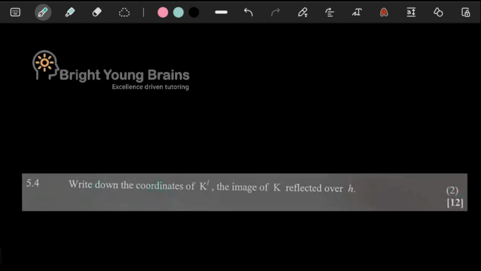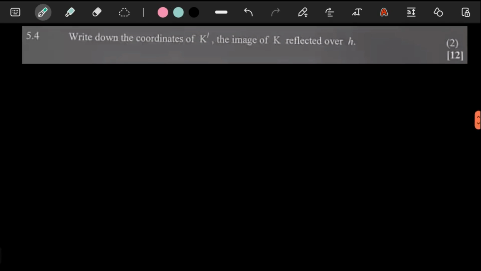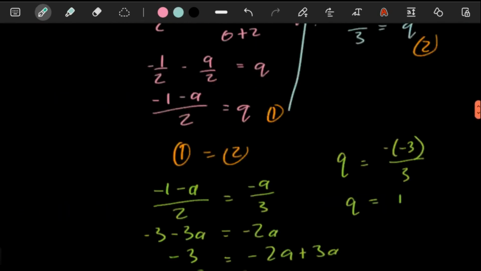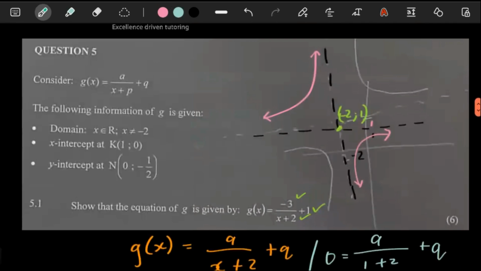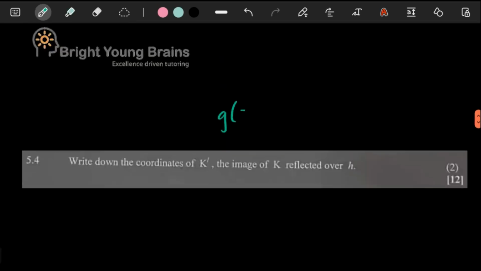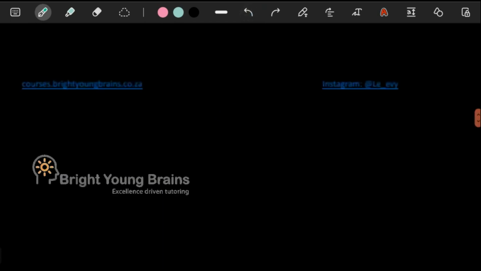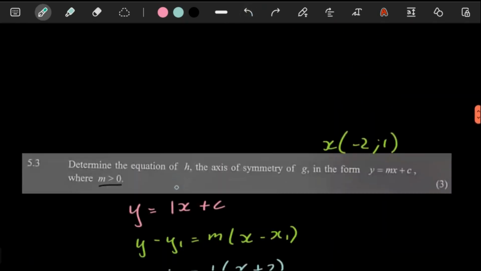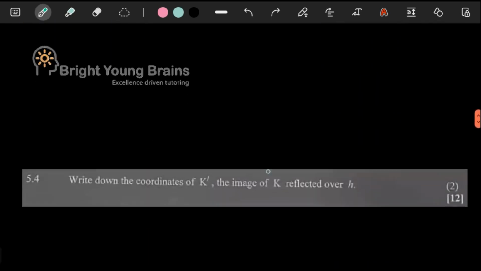Okay, so it seems like we're cruising nicely. But 2 marks: write down the coordinates of k, the image of k reflected over h. Well, here we have to be careful. We might as well just draw the graph. So this is the equation of g, wait, H, where is h? Wait a minute, H is the axis of symmetry, right? But we have to consider the graph of g for this statement, and you'll see why just now.